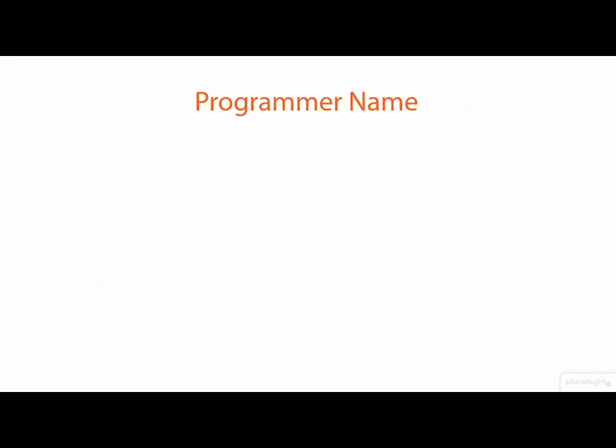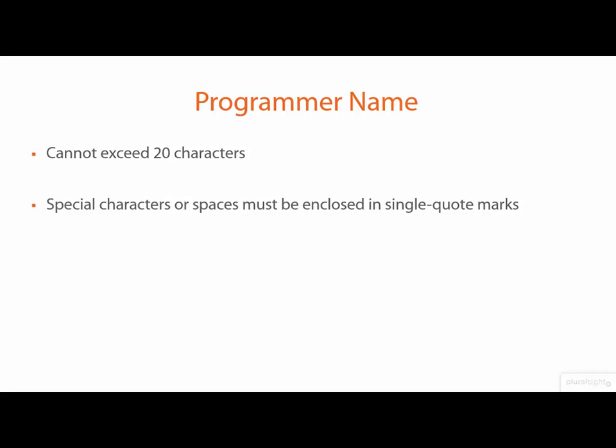In addition, we have the programmer name field. This is a second positional parameter. In this particular case, this is often used to put a name or some indication or a description of the particular job that you are running. It's confined to 20 characters in length, and again, if you have any special characters or anything else, then it needs to be enclosed in single quote marks, especially if there are spaces involved as well.